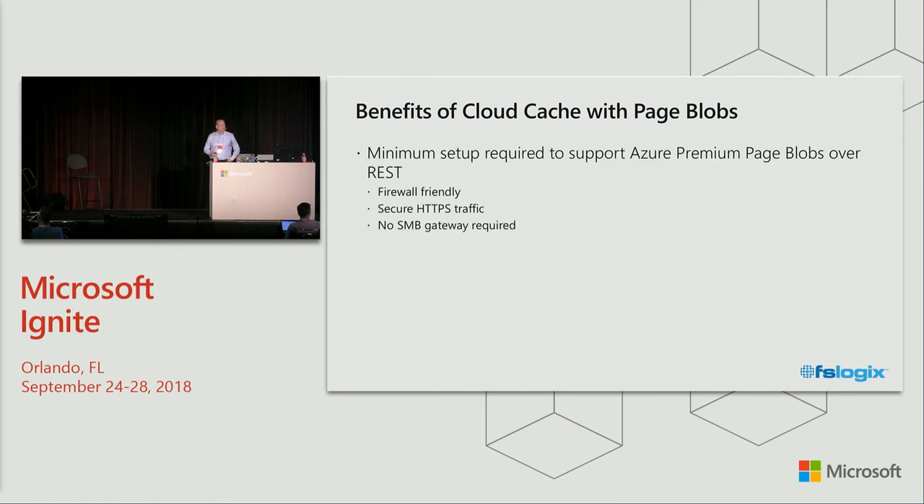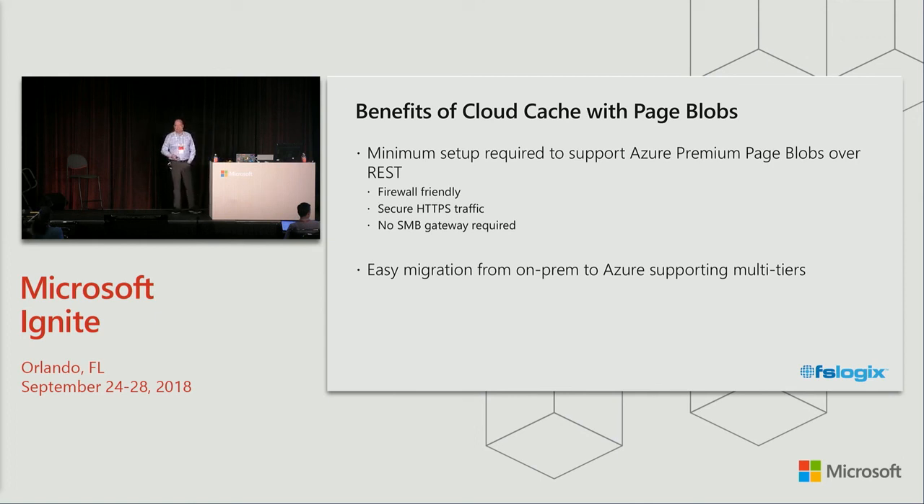All right, so just a quick refresher here as we're covering this. We're using the REST API, which is just a beautiful thing. It's super firewall friendly. It's going over port 443. Just regular HTTPS traffic, and there is no server gateway, SMB gateway required, so it's really fast, and there's no additional cost there. We support various tiers. We're demoing here on premium storage, but we support other tiers as well of Azure Page Blobs.